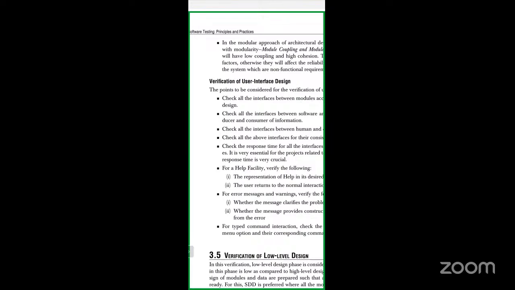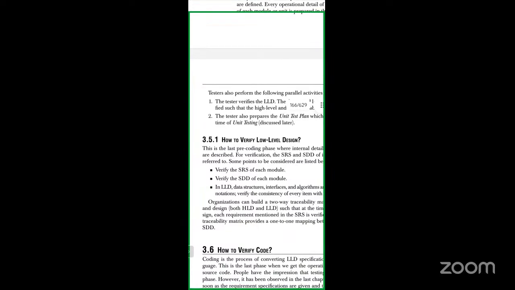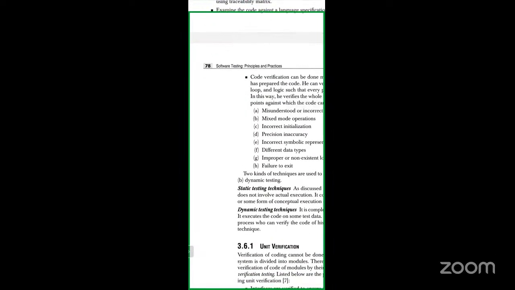Okay, so in low level design, that is verification of low level design, we are going to check the sub modules and all those things in this particular low level design. Then we are going to check for the code.